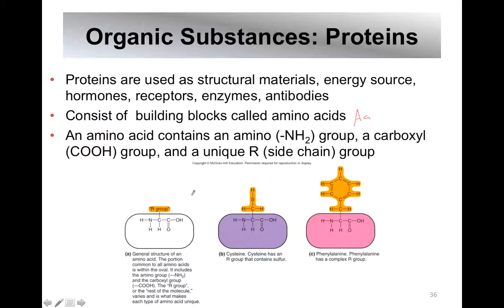So you can see that there's the general formula, but here's an example. Cysteine has its COOH group and its NH2 group. Then this right here is the R side chain, and that's what makes cysteine different from all the other ones. Same thing for phenylalanine. See how phenylalanine's R group looks very different than the cysteine?